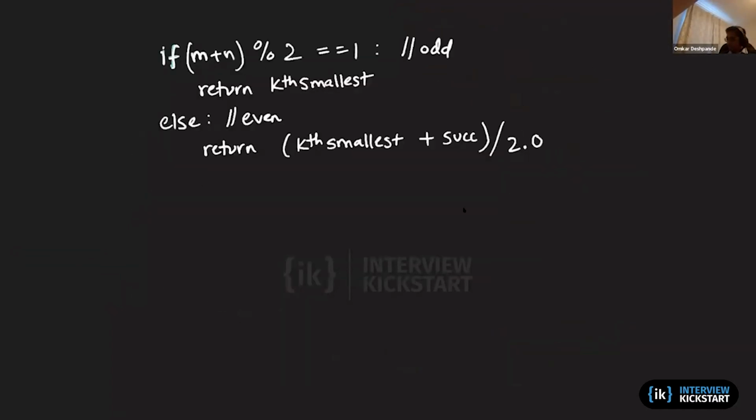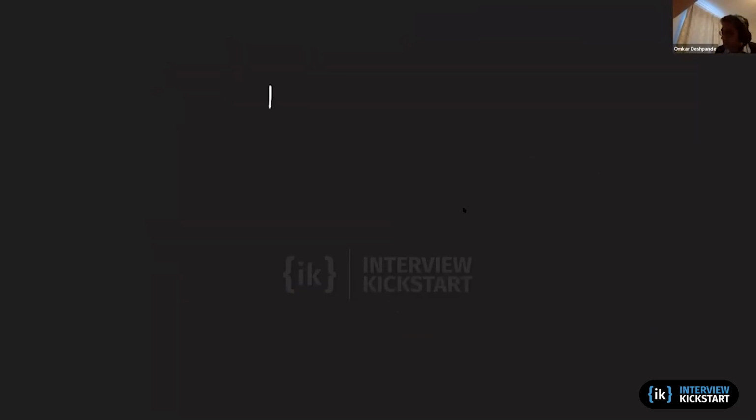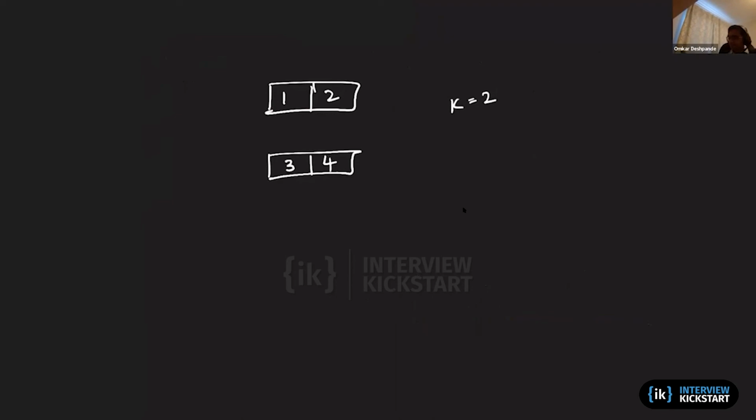So let me take one more example here. Suppose both arrays were actually of the same size, 1, 2, and let's say 3, 4. And suppose we want to find the median here, for which let's say we have to find the second smallest element first, right? Now suppose I decide to do a binary search on the first array. I'm going to start out with this being mid, right? So if this is mid, that means mid is 0.